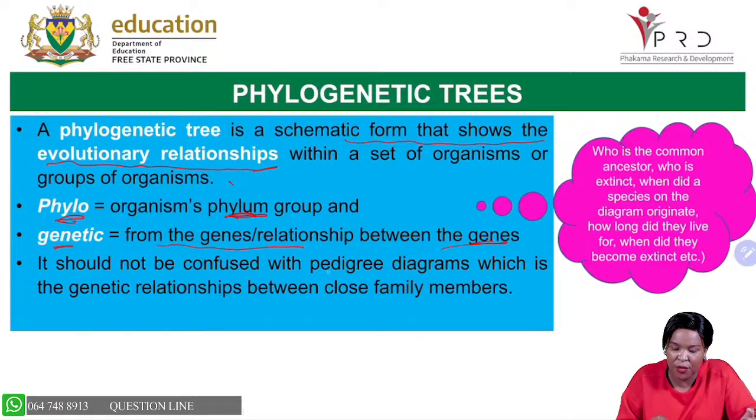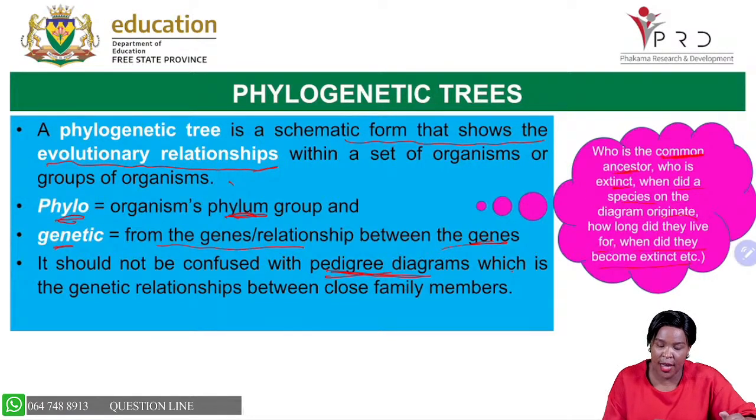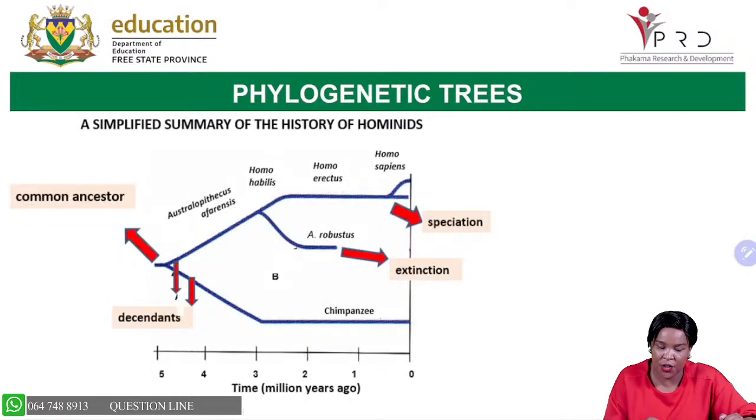Then it should not be confused with a pedigree. So this is what I was talking about. You cannot confuse this one with a pedigree. Then the information that you're supposed to gather from a phylogenetic tree is that you must be able to identify a common ancestor, who is extinct, when did the species on the diagram originate, how long did they live for, and when did they become extinct. Are you able to read that information?